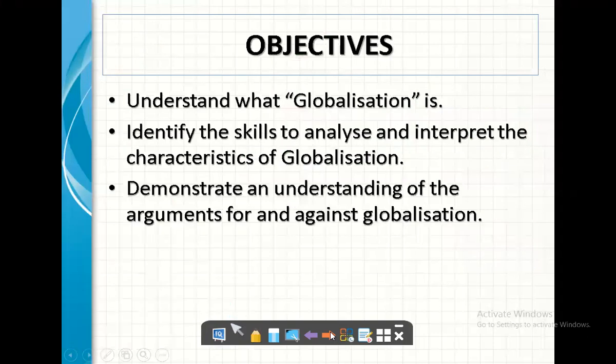So the objective for our lesson today is listed here. We are going to understand what globalization is, identify the skills to analyze and interpret the characteristics of globalization, and demonstrate an understanding of the arguments for and against globalization.